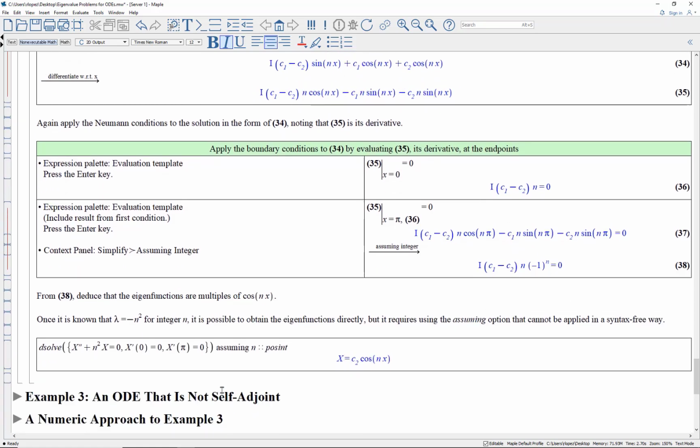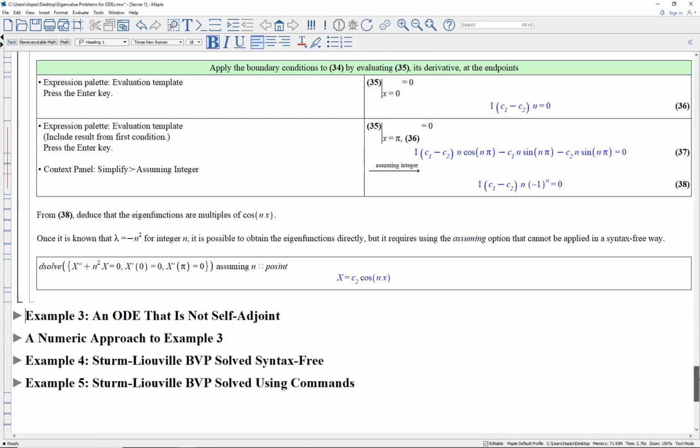And if you take the differential equation and put in lambda minus n squared and the boundary conditions, and do a dsolve assuming that n is a positive integer, you get that the solution is a multiple of the cosine, which is the eigenfunction for the homogeneous Neumann condition.